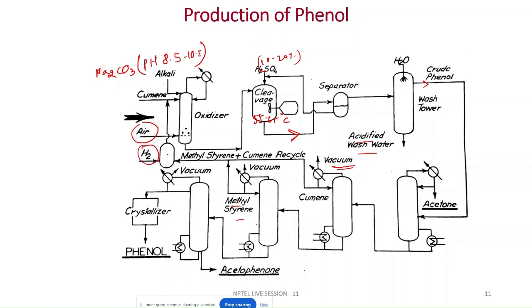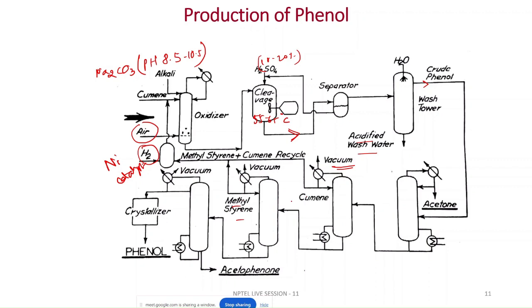Here the hydrogen is being fed where the nickel catalyst is used for the hydrogenation process, right? Now that hydrogenation is being done because this methyl styrene and some cumene, any kind of unsaturated compound, is completely saturated before putting to the oxidizer. Okay, so that decomposition of the peroxide during the oxidation process can be avoided.